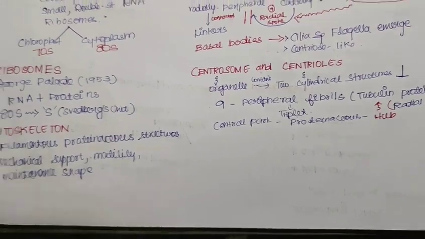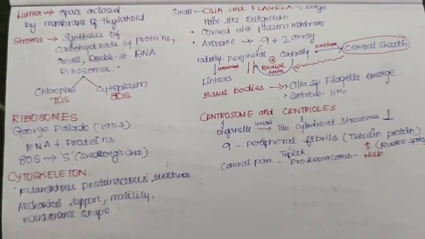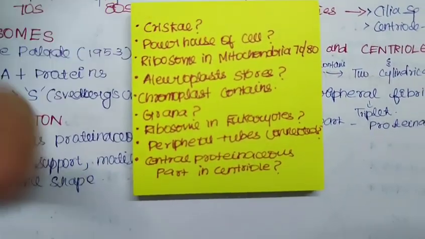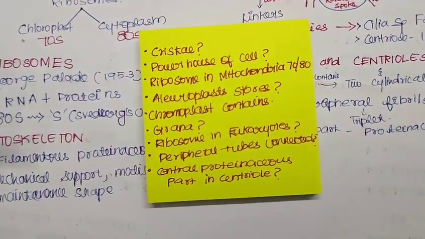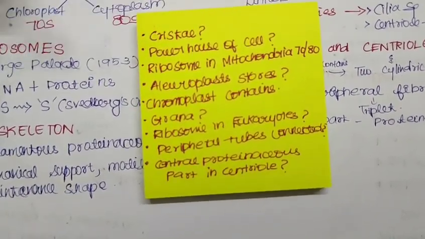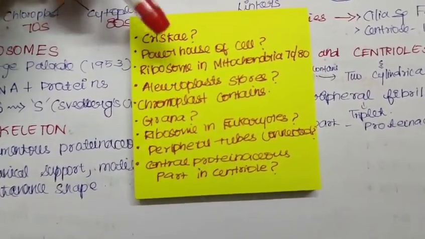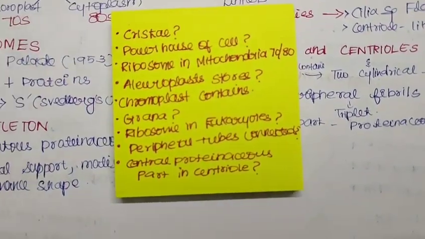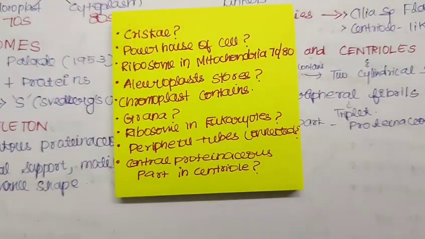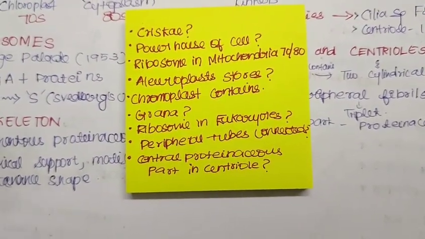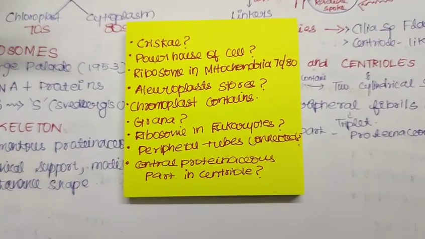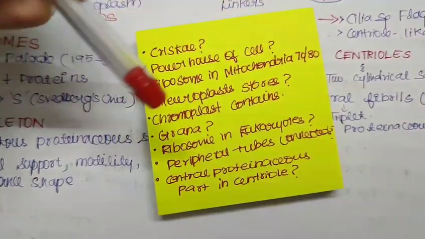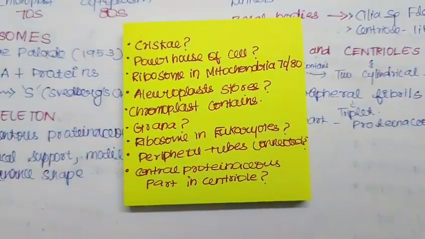Now we will see the questions for the previous and this page. The first question will be, what is cristae? The next, which is called the powerhouse of the cell? Ribosome in mitochondria are of 70S or 80S? Leucoplast stores what kind of materials? Chromoplast contains which pigments? What is grana? Ribosome in eukaryotes, 80S or 70S?